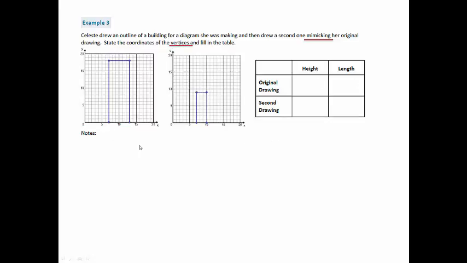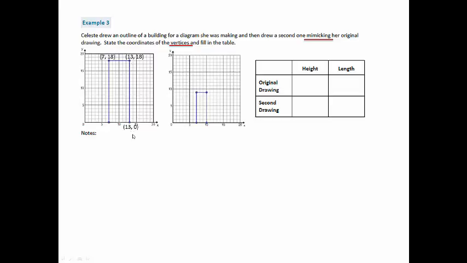In order to find the vertices, remember we're going to do X first. We're going to count over 7, and then we're going to count how many up, which is 18. So this point right here is 7, 18. 7 in the X direction, 18 in the Y direction. This point over here is 13, 18. 13 in the X direction, 18 in the Y direction.